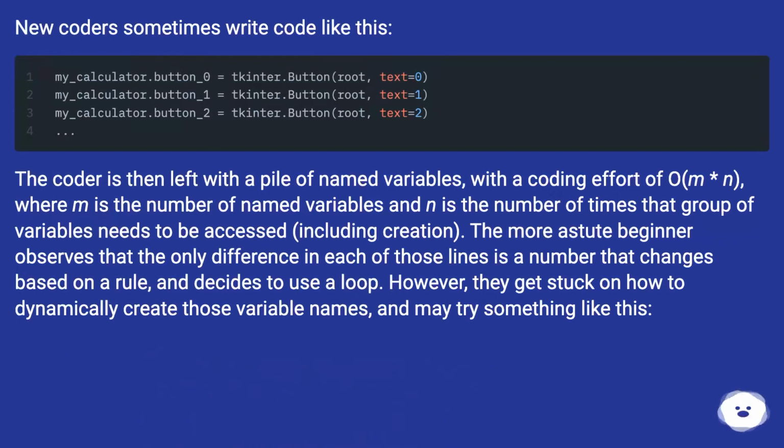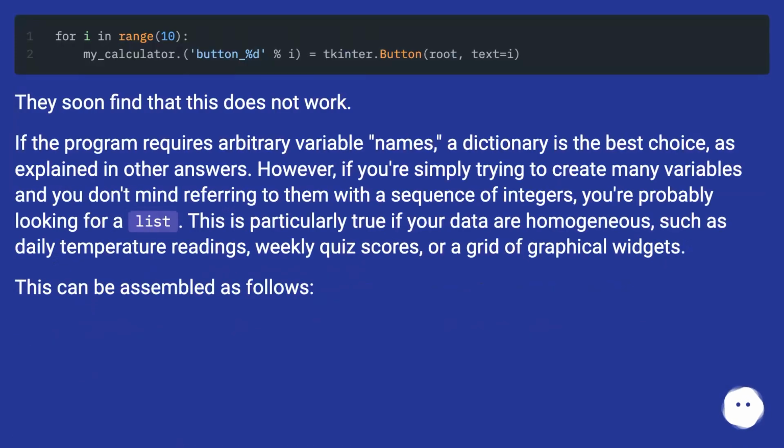New coders sometimes write code like this. The coder is then left with a pile of named variables, with the coding effort of O(M*N), where M is the number of named variables and N is the number of times that group of variables needs to be accessed, including creation. The more astute beginner observes that the only difference in each of those lines is a number that changes based on a rule, and decides to use a loop. However, they get stuck on how to dynamically create those variable names, and may try something like this. They soon find that this does not work.